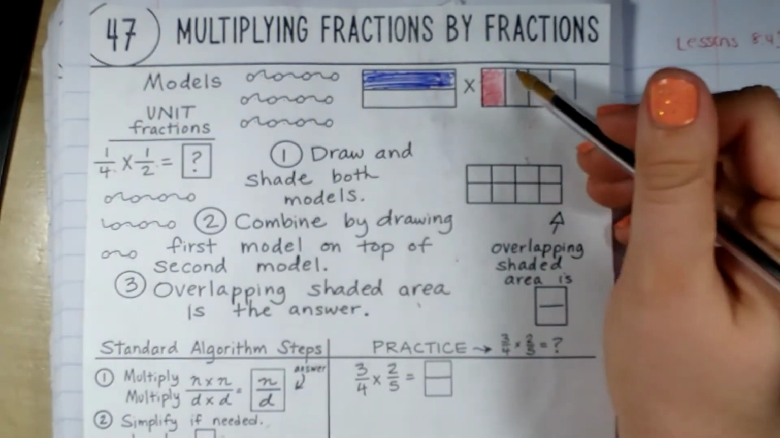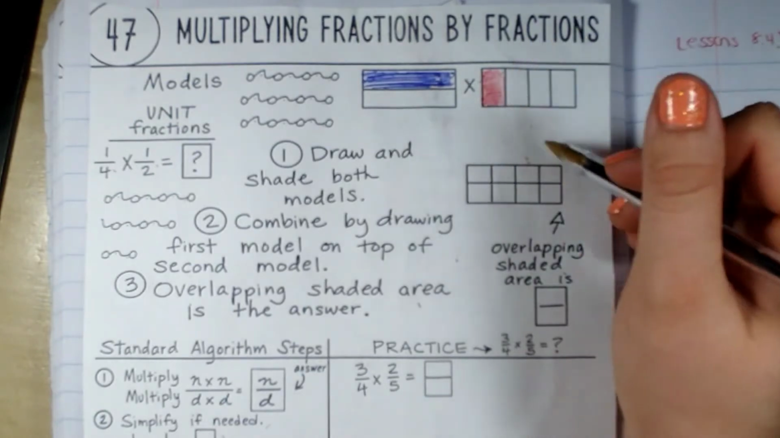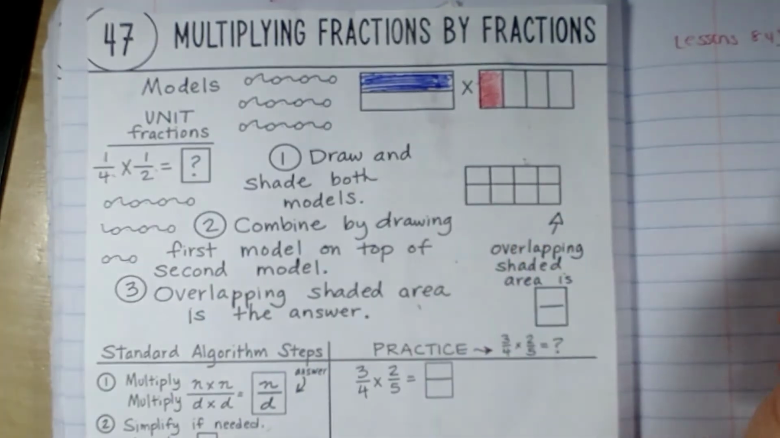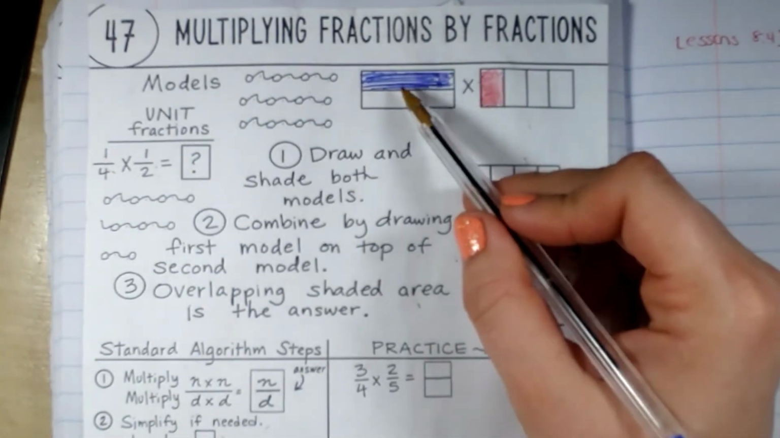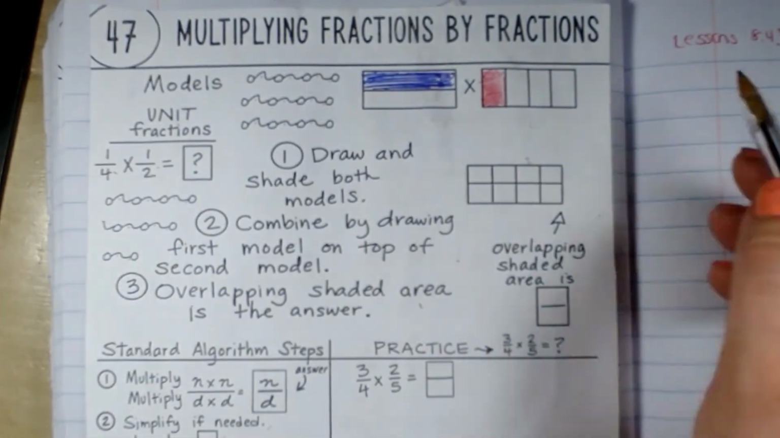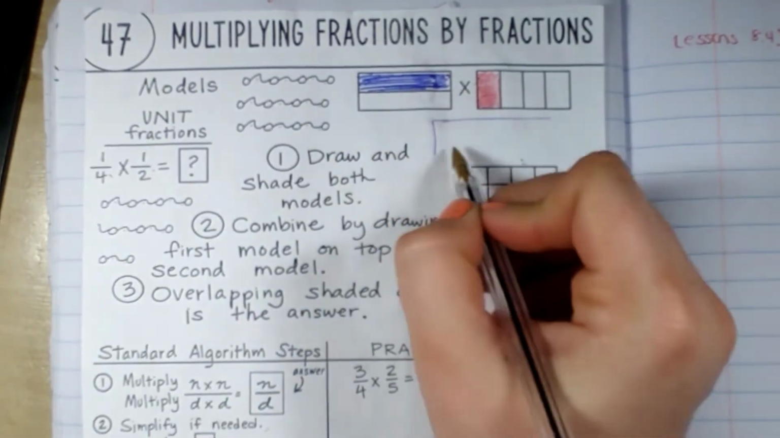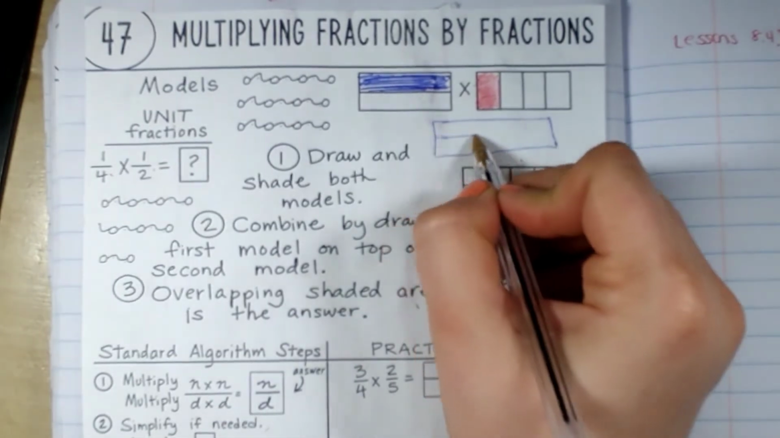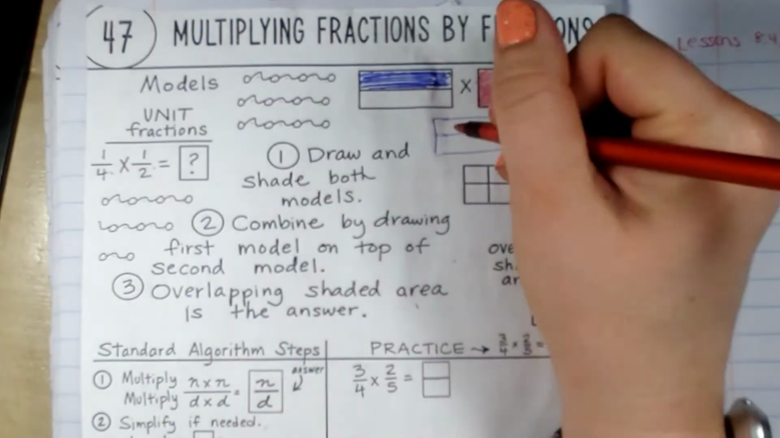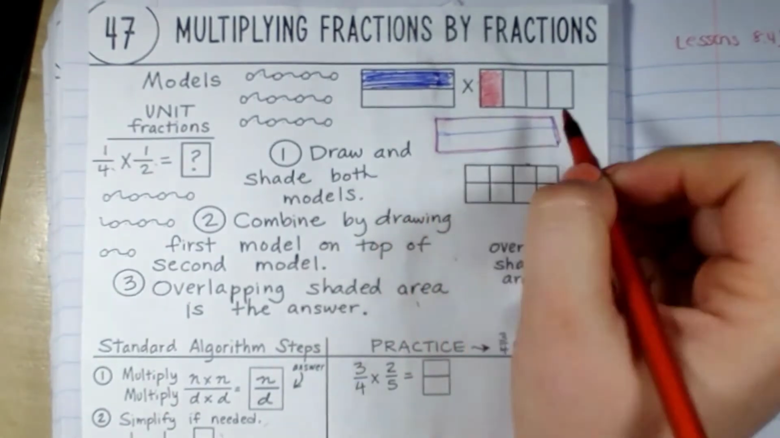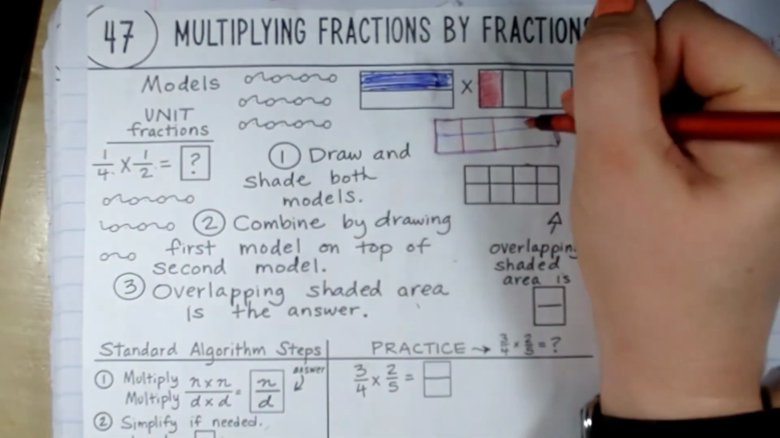So what I'm going to do is I'm going to draw both models. So basically I'm going to put them together. If I was to put them together, I would have this whole line here. You're going to draw the first model on top of the other model. So if I was to draw this first model, it would look like that. And now I'm going to draw the other model on top of it, and it looks like that.